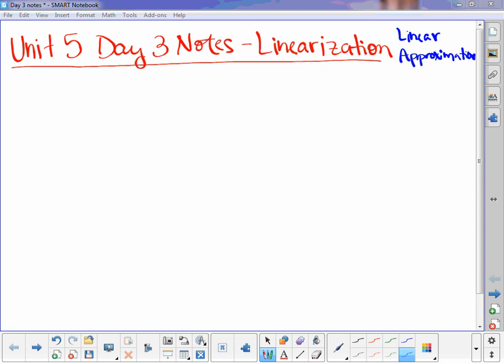Alright. So the idea with linearization is that we have an equation and we are asked to find a specific value that might not be so easy to do without a calculator. So what we do is we actually use the derivative and the tangent line of the value we do know to approximate the height of the value we don't know.